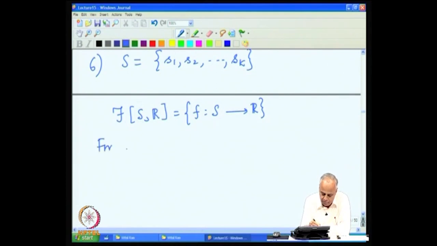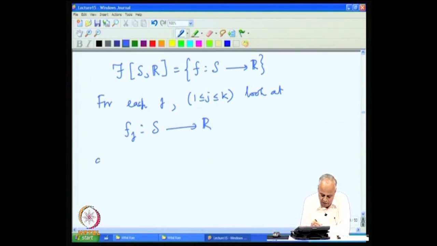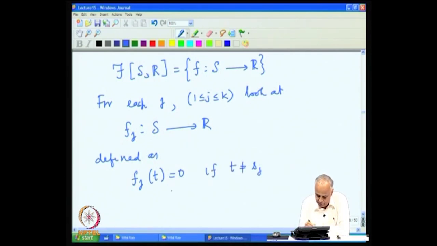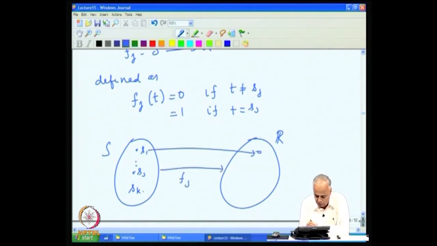Now, for each j, 1 less than or equal to j less than or equal to k, look at the function f_j mapping S to R defined as f_j(t) is 0 if t is not equal to s_j, and 1 if t equals s_j. So, what it means is, here is the set S, here is the real line R, here are the points in the set. What this function f_j does is, it takes s_1 to 0, s_k to 0, except s_j which goes to 1, all others go to 0.